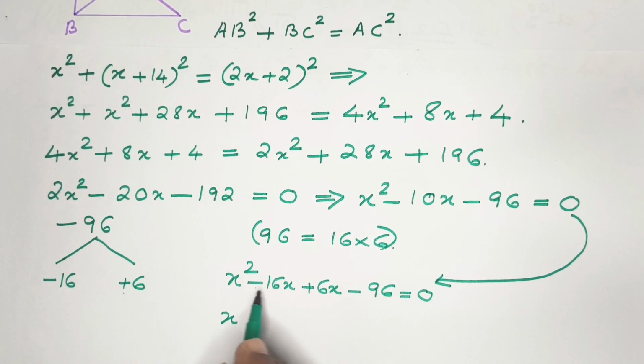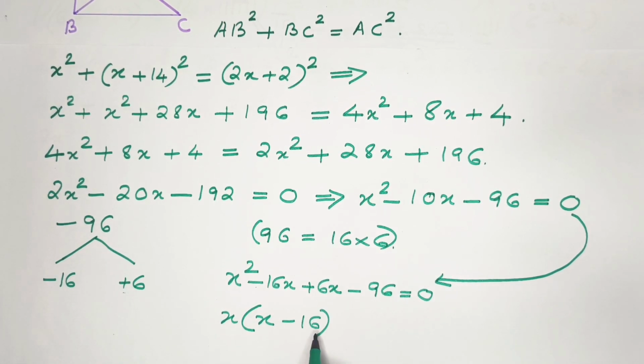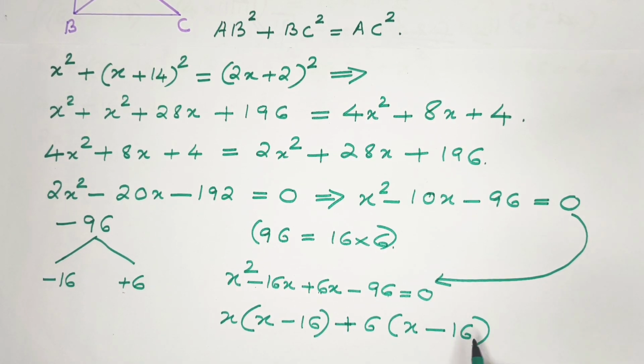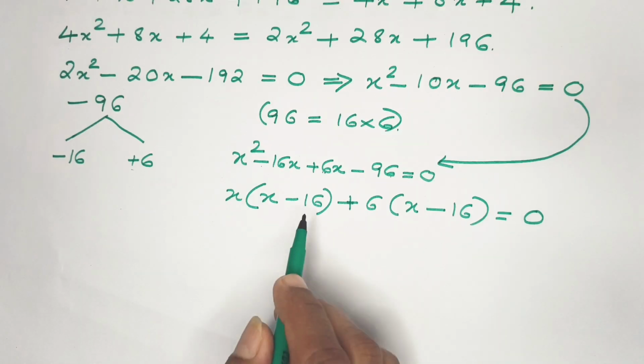See, if you combine these two, you can see x being common. Let me factor it out. Inside you will get x minus 16. Combining these two, you can see 6 being common. Let me take out 6. Inside what do you have? x, and here it will be minus 16, because plus 6 into minus 16 will be minus 96. And equals 0.